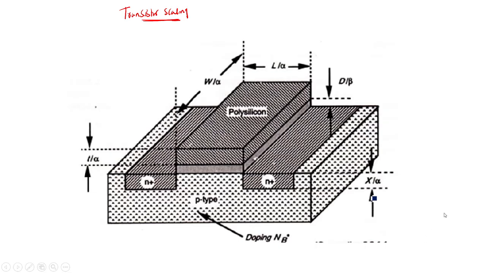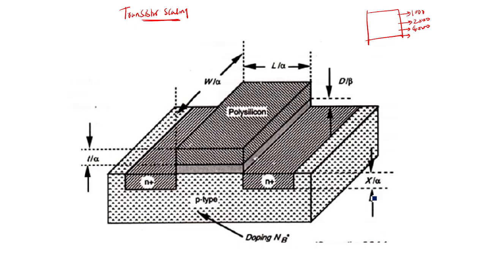Moore is a founder of Intel. He gave a statement that transistor count doubles every 18 to 24 months. So that means every time, this is my transistor, you need to scale down. Suppose this transistor count is 1000 in this module. Within 1 year, or 18 months, how many does this become? This becomes 2000, and within the next consecutive year it becomes 4000.